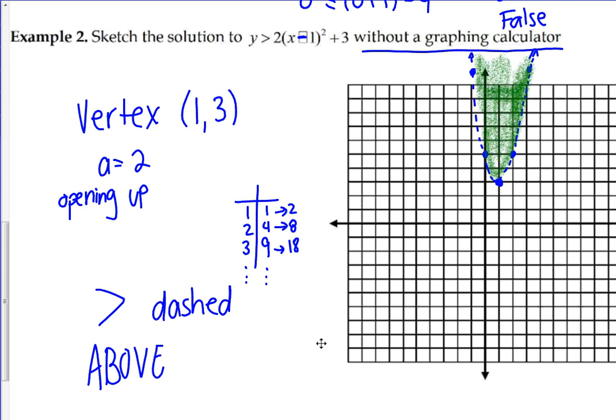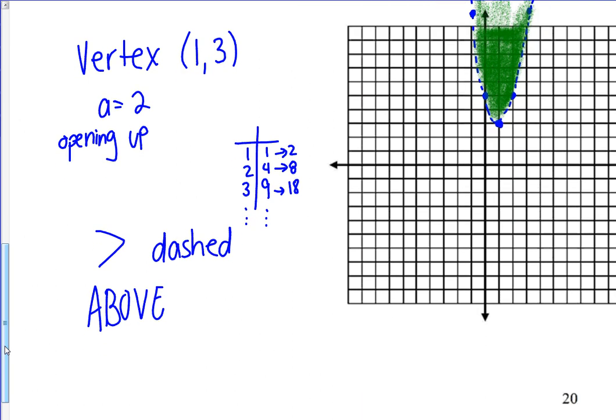Right. Yay. Easy? Really similar to yesterday, except for we're dealing with quadratics. Okay. And the only other question I have for you then is, what do you want to use for your test point? Let's use 0, 0.